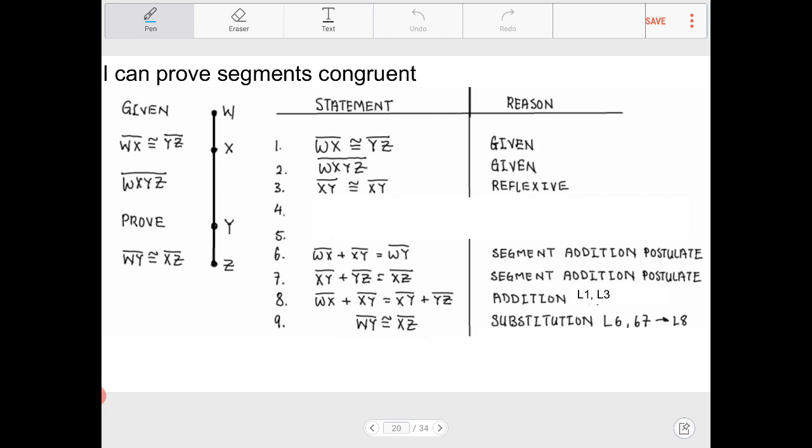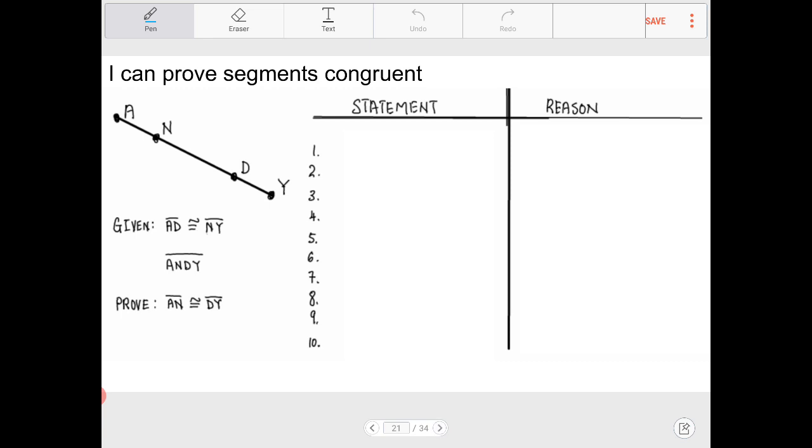All right, let's take a look at another example. Okay, so in this diagram here, very similar setup. I have line segment ANDY. I have AD is congruent to NY. Pause the video for a moment. Let's draw the diagram, write out the givens, and write out the statement and reason chart like I have here.